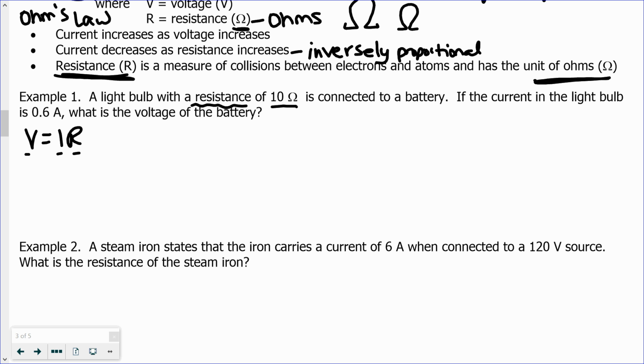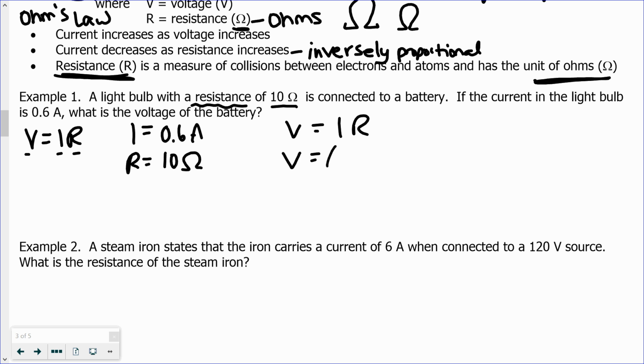So I see that I have my current equal to 0.6 amps. I have my resistance equal to 10 ohms. So now substituting in V equals I times R, I have I and R, so I'll be able to calculate voltage. So 0.6 amps multiplied by 10 ohms.